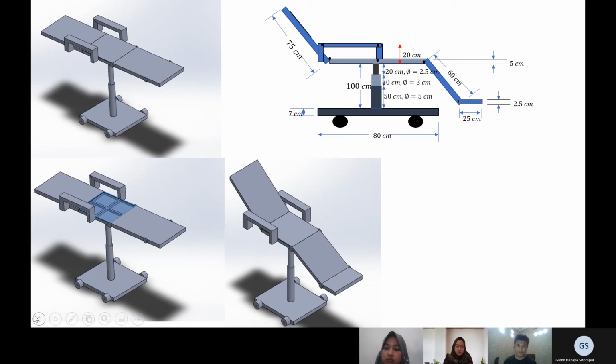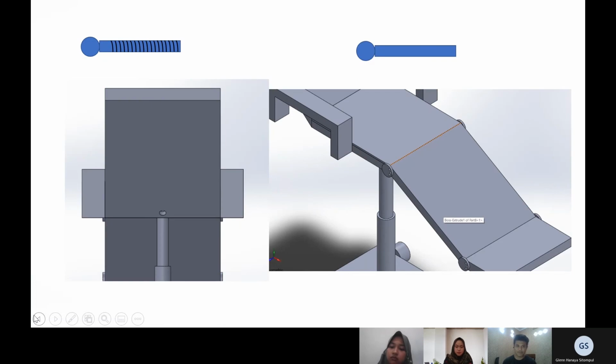Next, here we are showing you the drawing for our product. In the upper part, we are showing you the mechanical design, the drawing design with the measurements, and then on the left side of it, we are showing you the bed already extended to 180 degrees, and in the lower side we are showing you the chair folded and then set into the chair.